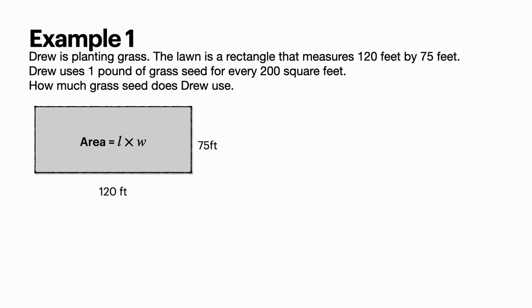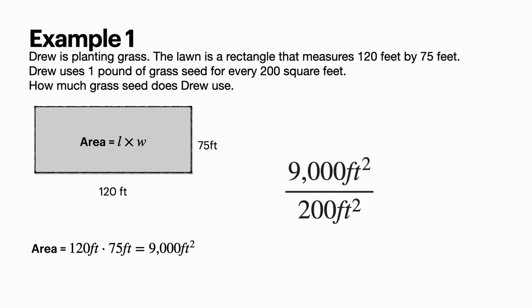We can rearrange and write down what we know. We know 120 feet by 75 feet. So we find the area must be 9,000 feet squared. He uses 1 pound for every 200 square feet. So we have 9,000 over 200. We find 45 pounds.